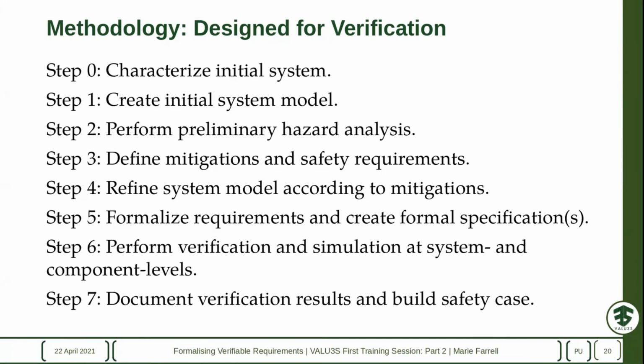Once those mitigations and safety requirements have been identified, usually what happens is you go back, refine the system model according to the mitigations, and then loop back to step 2 and perform more hazard analysis until you reach a point where you've got an acceptable level of risk in the system. At that stage, once you have these safety requirements, all your mitigations are in place. Your safety requirements are, I say formalized, but that is the wrong word, because at this stage they will be natural language requirements.